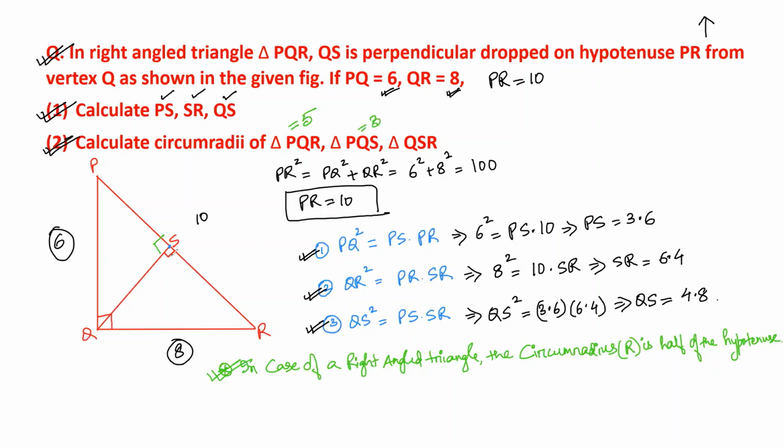In a similar way, the triangle QSR is a right angle at S. So the circumradius of triangle QSR would be half of the length of its hypotenuse, which would be half of QR, that is 4 units. So simply by using this concept that in case of a right angle triangle, the length of the circumradius is half of the length of the hypotenuse, we can calculate the circumradii for such right angle triangles. So in this way, by knowing some important relations and concepts, we can calculate such lengths and circumradii for right angle triangles.